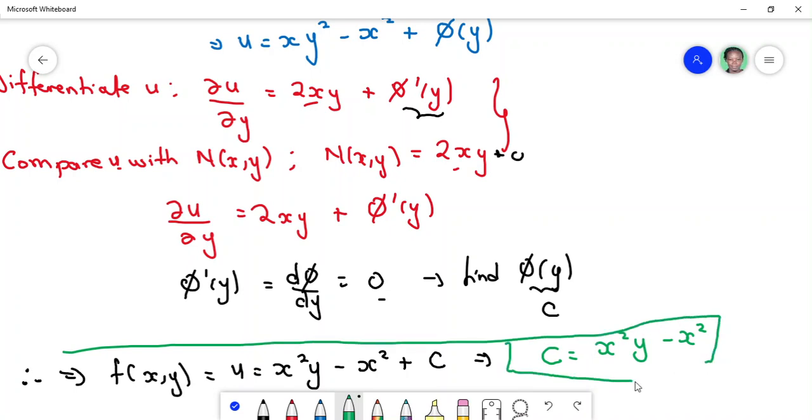So you can write it in this form, or you have that. So this is our solution to the differential equation we had from the onset. So that is another way to look at an exact differential equation.